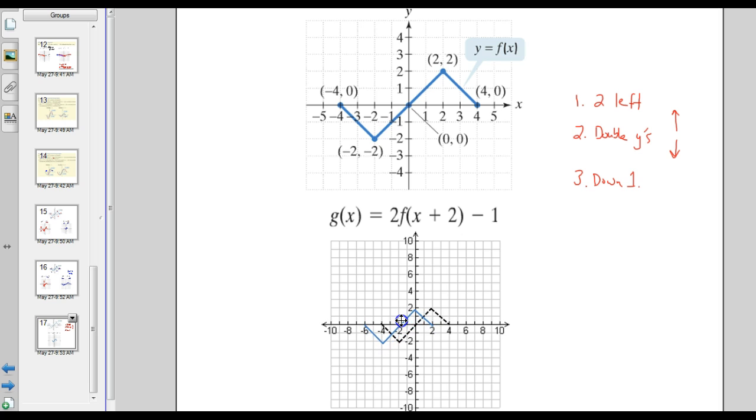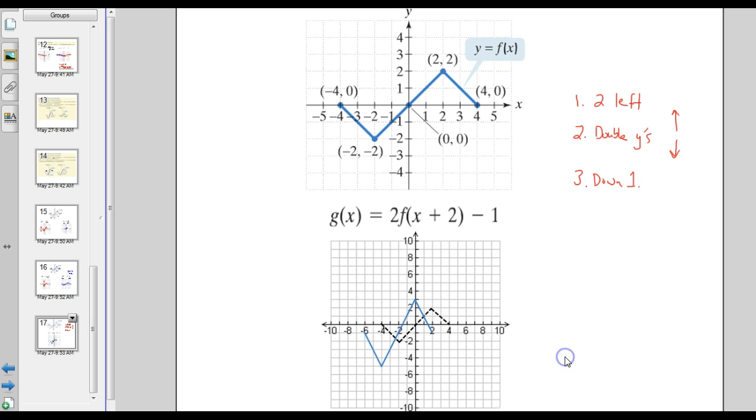Alright, so instead of starting at -4, it's starting at -6. Instead of ending at 4, it's ending at 2. Okay, so there it is, moved 2 to the left. Now double the y values. That means we're going to stretch it vertically. Alright, so I've doubled the y's. Remember, this was -4, -2. Now it's -4, -4. This was 0, 2. Now it's 0, 4. Okay, so I've moved them to the left. I've doubled the y's. All the y coordinates that were 0 are still 0. And now I move it down 1. So I'm going to pick this thing up and move everything down 1 unit from where it was.